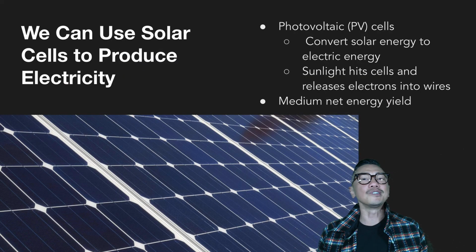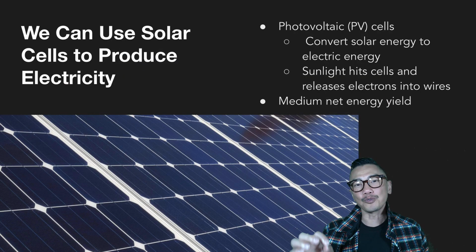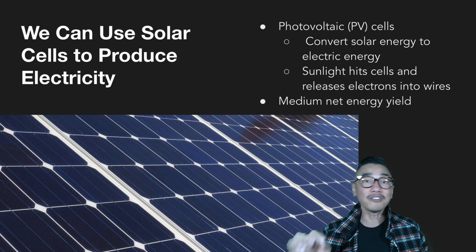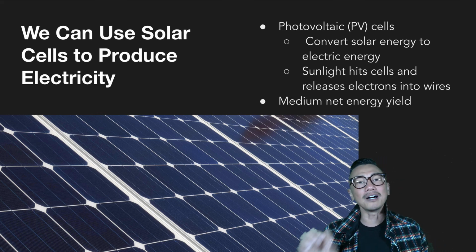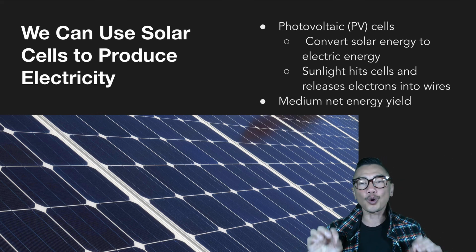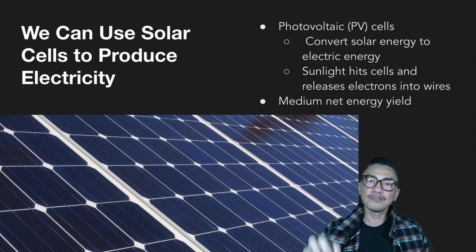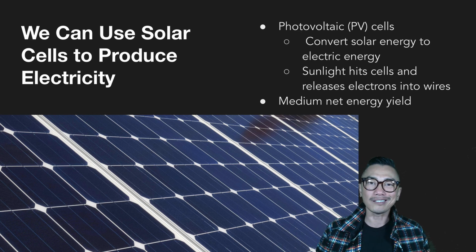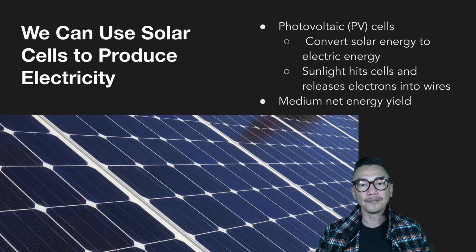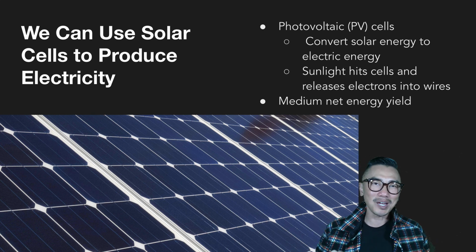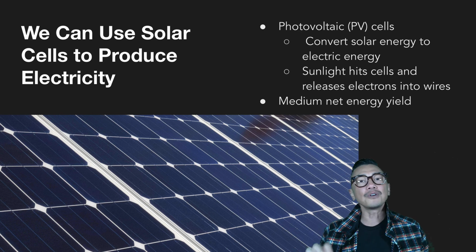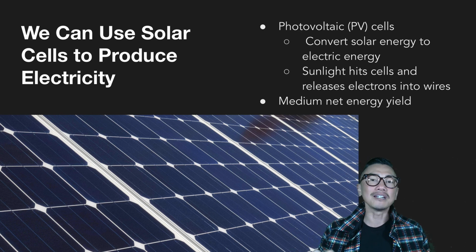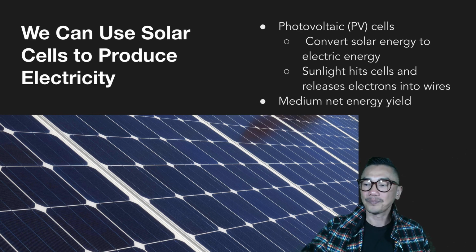You may have seen solar panels on the roof of a house or the top of a building. You may have solar panels on your own home. Solar panels are made up of photovoltaic or PV cells that convert solar energy directly into electrical energy. Sunlight hits the cells, which releases electrons into wires. Photovoltaic cells have a medium net energy yield.